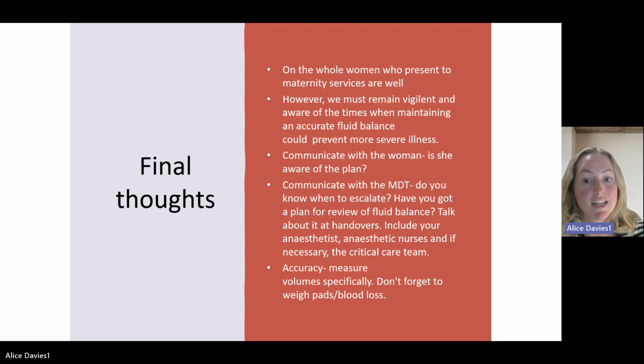Do you know when to escalate? Have you got a plan for a review of the fluid balance? Talk about it at handovers and include your wider team. So think about your anaesthetists, anaesthetic nurses, and if necessary, the critical care team. And really think about that accuracy. Measure your volumes specifically. Don't forget to weigh your pads and look at blood loss.